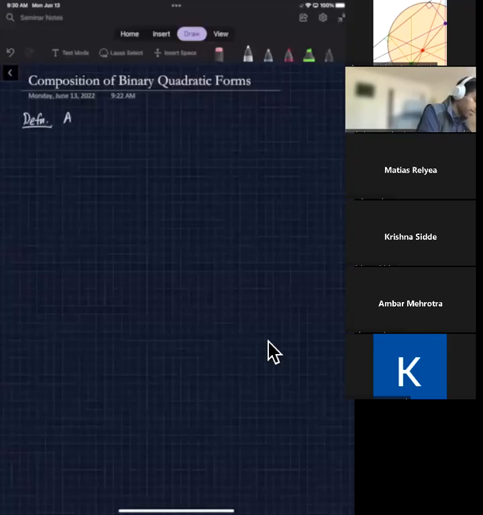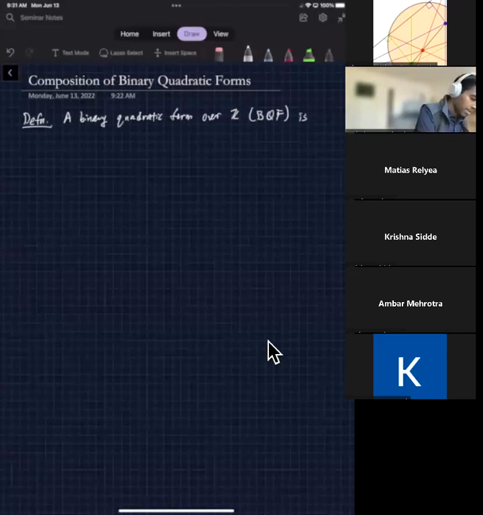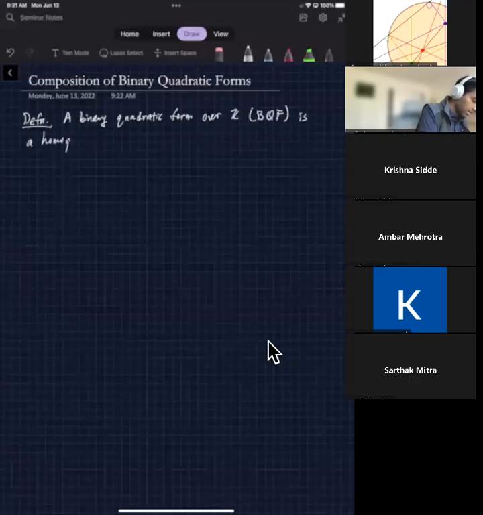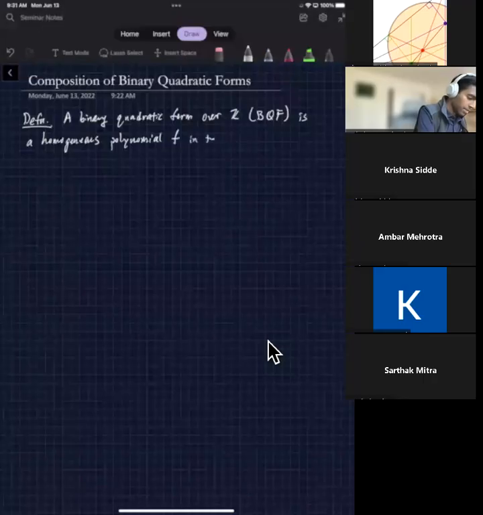Definition: a binary quadratic form over the integers Z, which I will henceforth abbreviate by BQF, is a homogeneous polynomial f in two variables, which I'll usually denote by x and y, of degree 2 with integer coefficients.